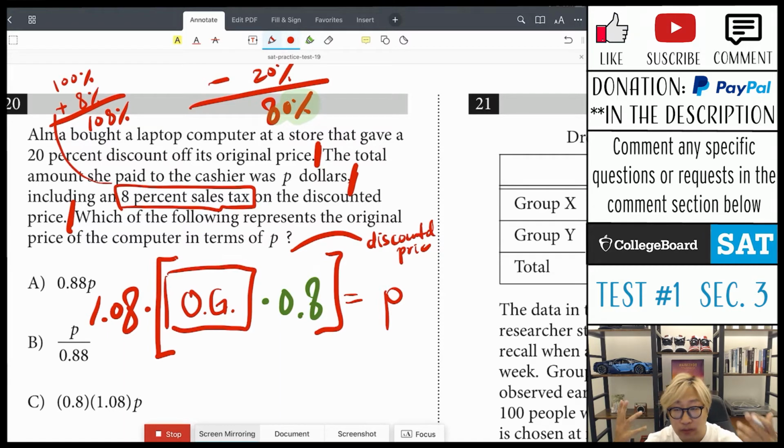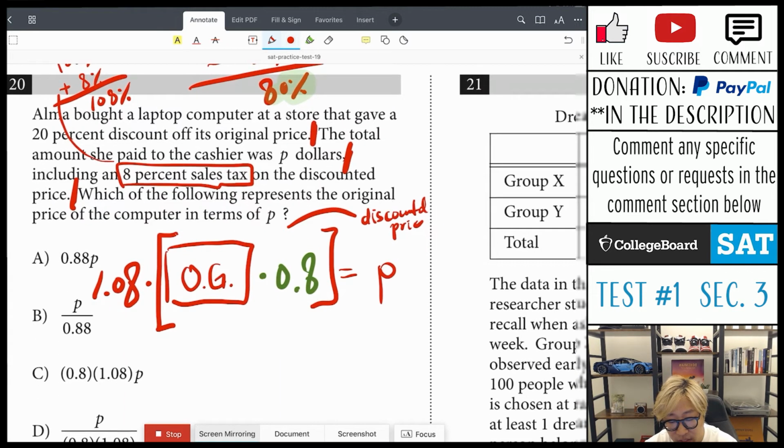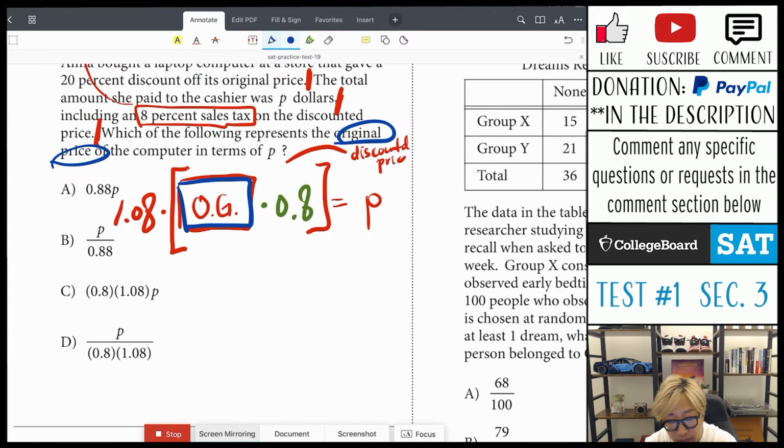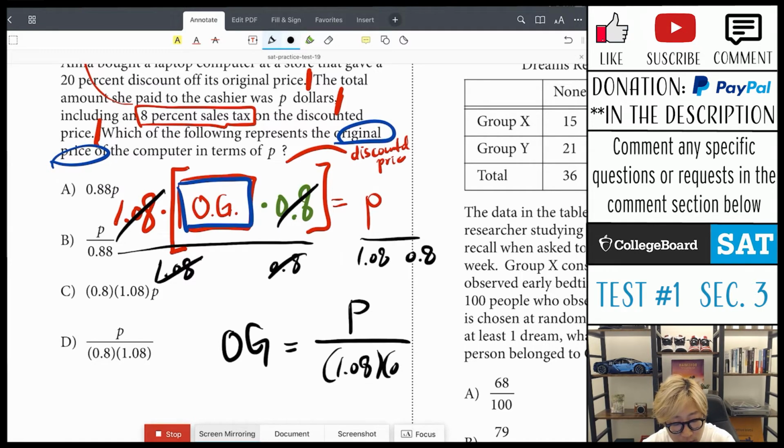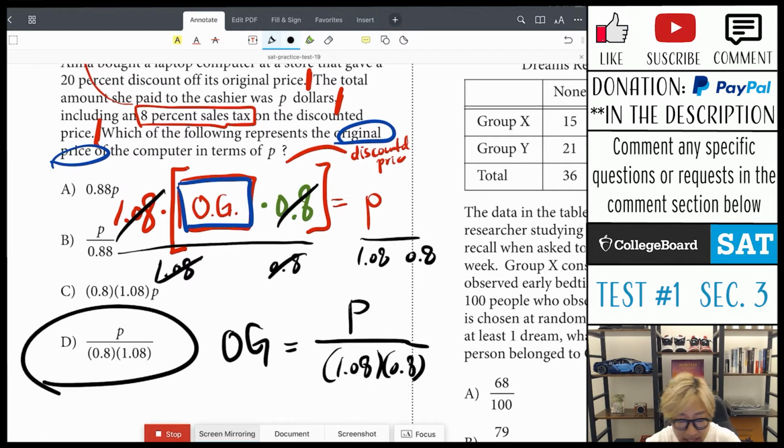I have to pay more. So which of the following represents the original price? We want to solve for the original price, which is right here, our OG, in terms of P. So basically what you do is just divide both sides by 1.08 and 0.8. Why? Because then it cancels. So all you've got is OG equals P over 1.08 and 0.8, which is choice D.